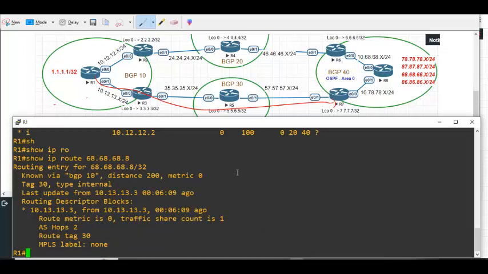You remember I told you, among multiple paths, BGP will pick only one path. BGP will never do equal cost load balancing or any load balancing. If you want, you have to do something manual. BGP is not designed to do load balancing. It won't do.